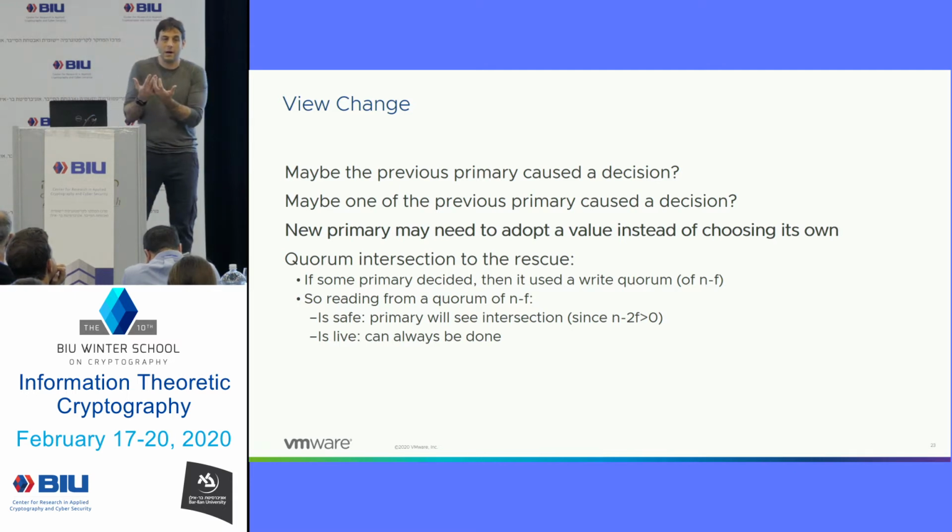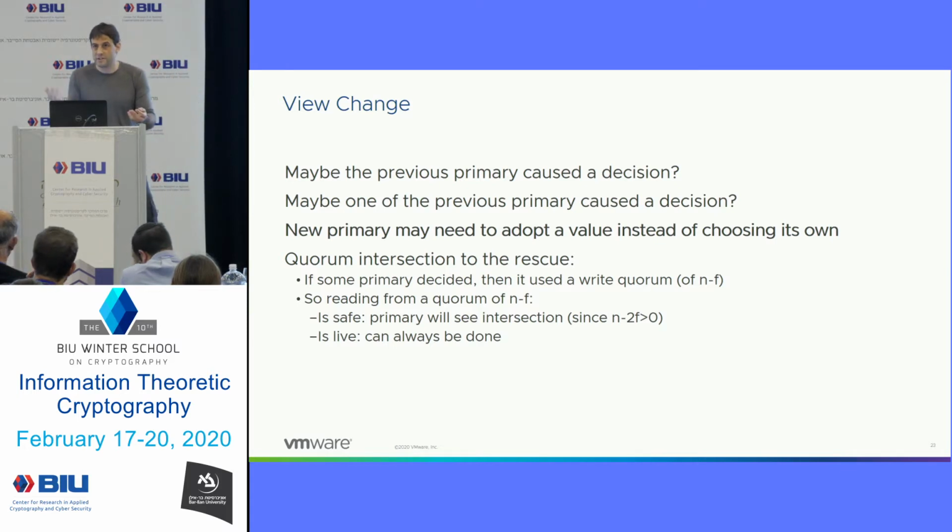And it's live because I can always wait for n minus f parties. Even if there are f omission failures, if the new primary is non-faulty, then it's okay to wait for n minus f, right? Because even if the faulty don't send any message, I will still receive n minus f.